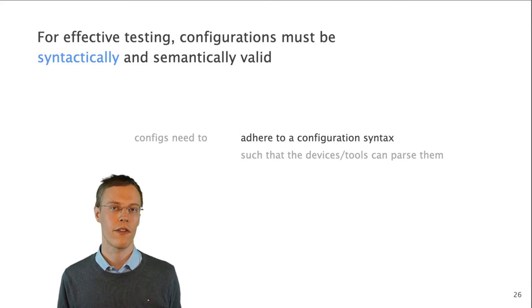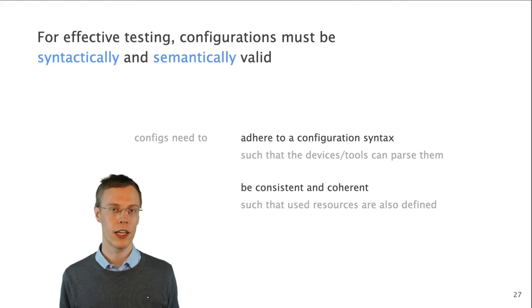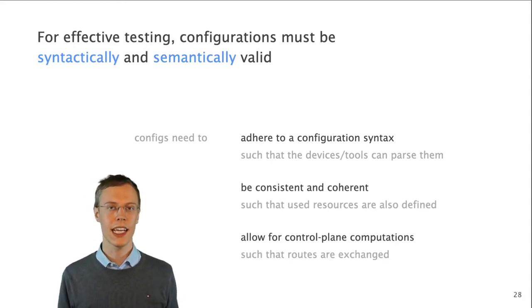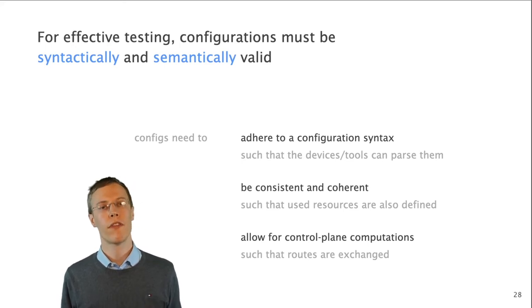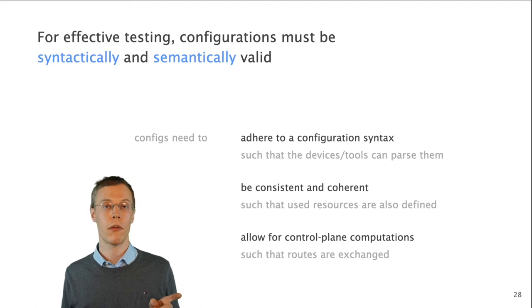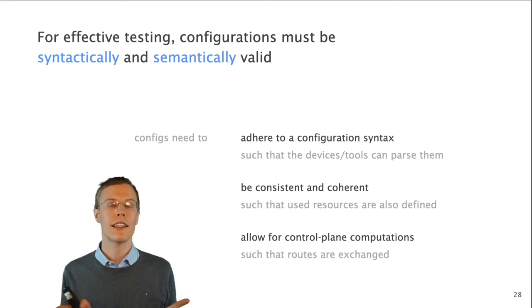But that's not enough. We also need to make sure that these configurations are semantically valid, meaning they need to be consistent and coherent, so all the resources that we use need to be properly defined. For example, we cannot apply a route map that doesn't exist. And second, these configurations need to allow for meaningful control plane computations. So when we have a BGP session, for example, the attributes need to match on both ends such that the session eventually is brought up and is exchanging route messages.